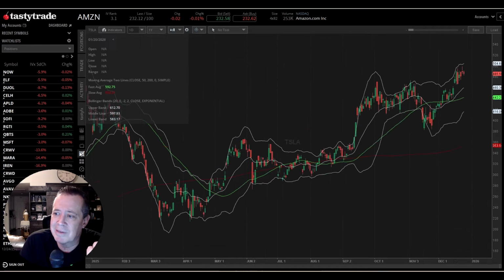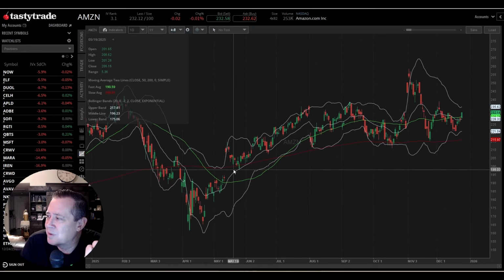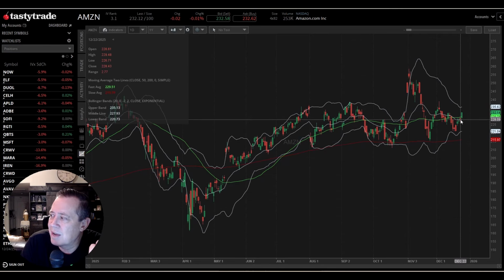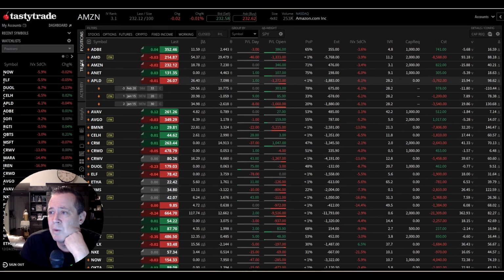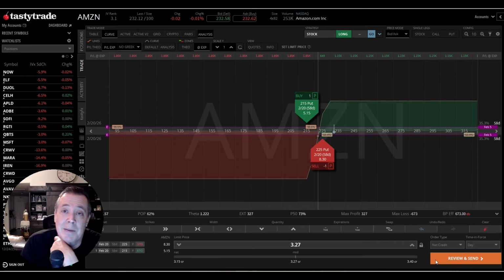And we can go to the graph and we can see where it's trading, and we've been kind of trading in a range for a while. We've got the 200-day moving average and the 50, so I look to see a breakout above. So what we can do is go ahead and hit review and send and place that trade.